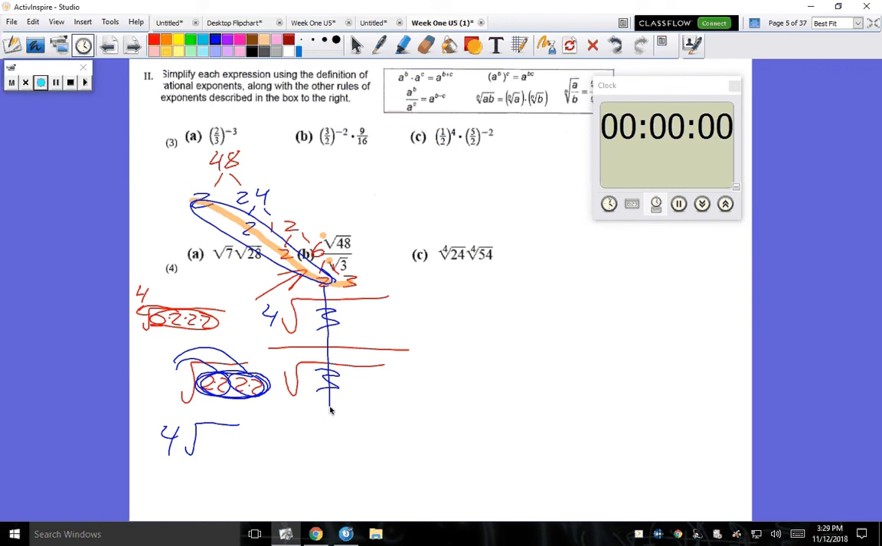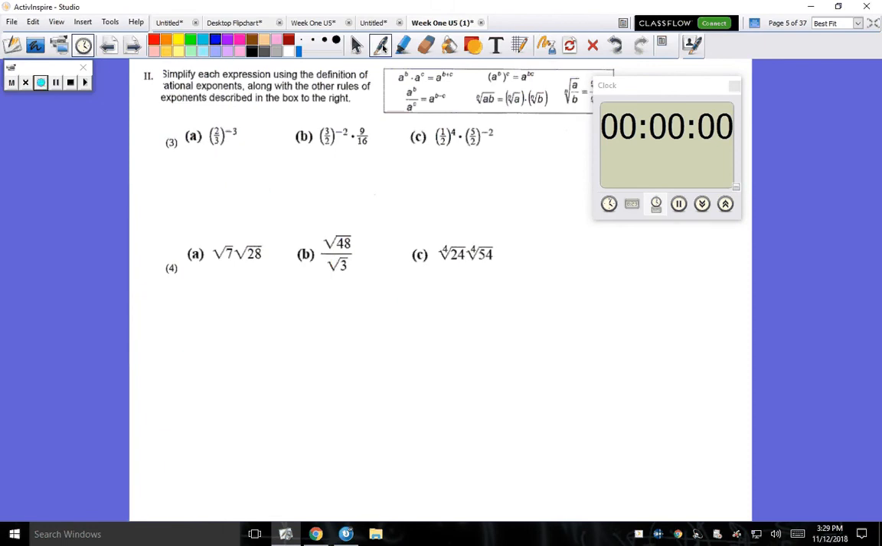Yes? Can you just bring out 12 and 4? You can. Let me show you something real quick though, from a property that we just learned. This is the same as that. What's 48 divided by 3? 16. So now just take it out, you get 4. There's more than one way to do this. You need to understand all these, because some are easier.